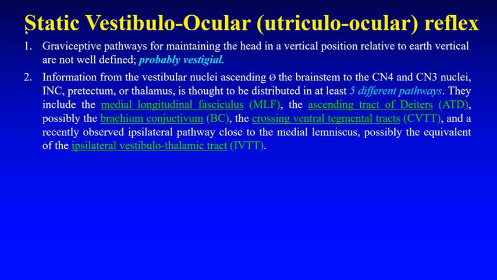5 different pathways. They include number one, the medial longitudinal fasciculus, that is the MLF. Number 2, the ascending tract of Deiters, that is ATD. 3, brachium conjunctivum. 4, the crossing ventral tegmental tract, CVTT.